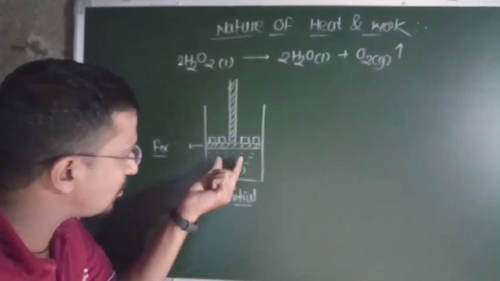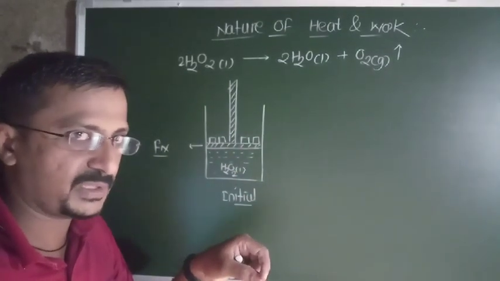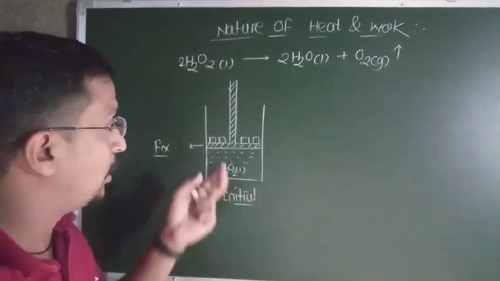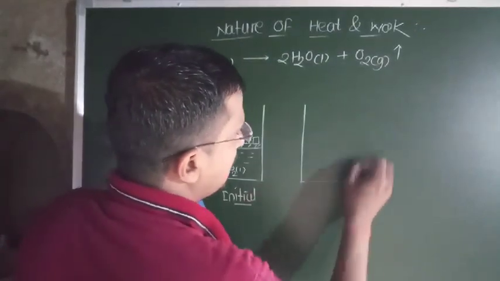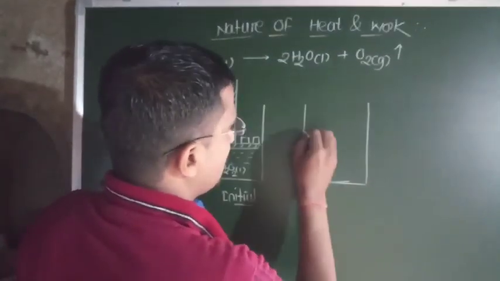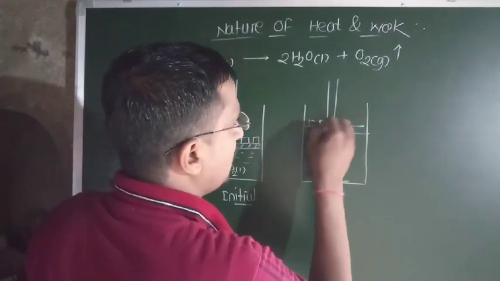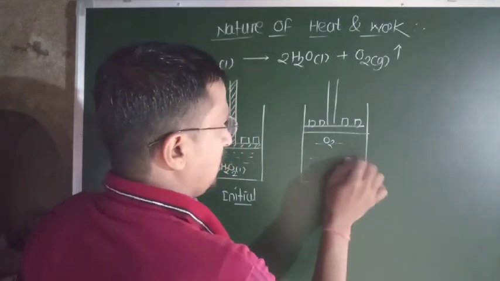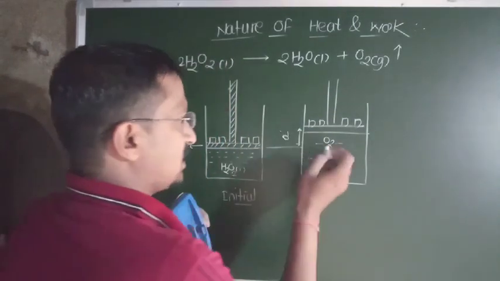So as oxygen gas is produced inside the cylinder, then what happens? It pushes the piston in upward direction, due to which the piston moves upward, and I can show it in another diagram. Here oxygen gas is formed, and water. Suppose it moves through a distance D in the final state.